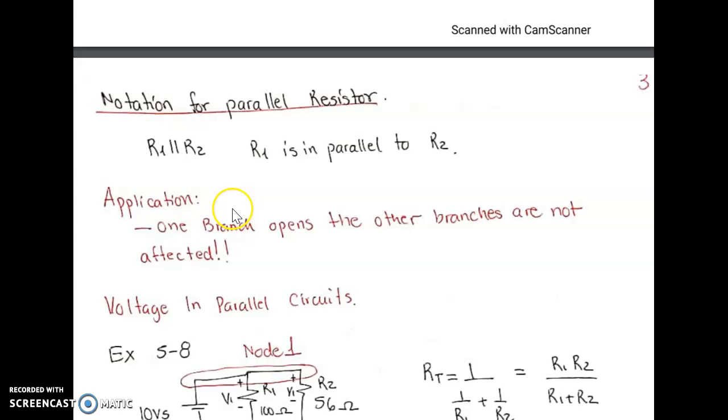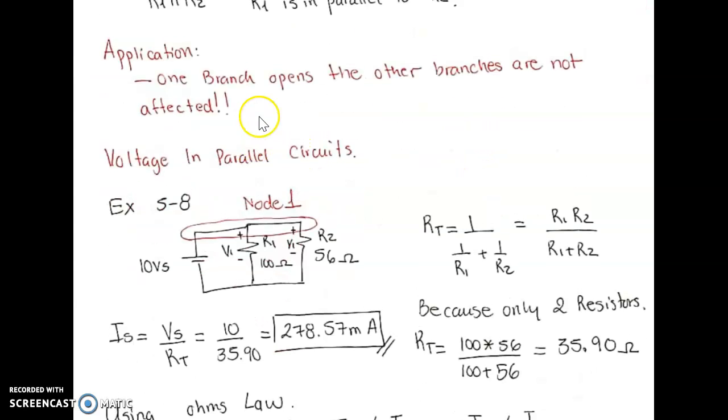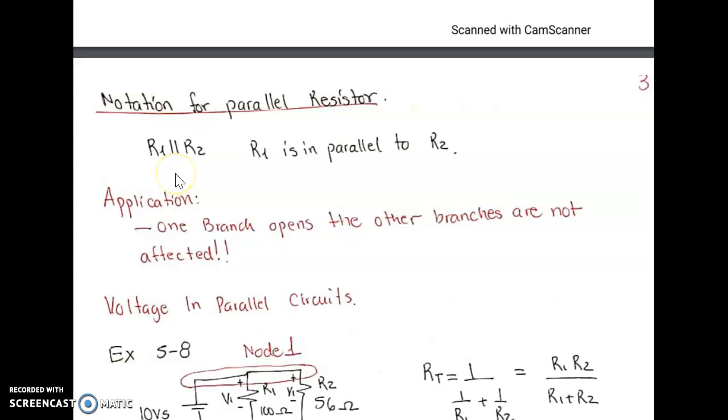Notation for parallel resistors: R1, then we have a double bar, R2. That means that R1 is in parallel to R2. Okay, sometimes this is a nice notation to indicate once we are solving. This is going to become useful in chapter 6.